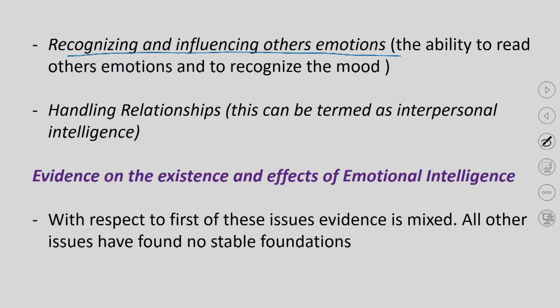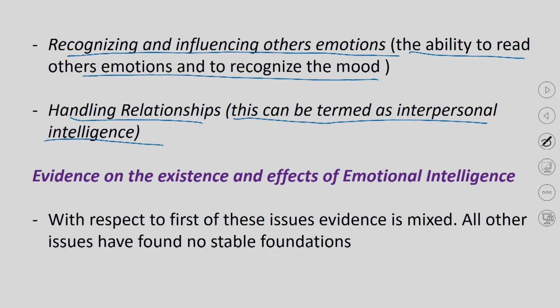Recognizing and influencing others' emotions: how good we are at recognizing other people's emotions, the ability to read other people's emotions, recognizing the mood. And lastly, handling relationships: how good we are in interpersonal intelligence, how good we can handle our relationships with other people, between people, across people, and so on and so forth. Evidences on the existence and effects of emotional intelligence.